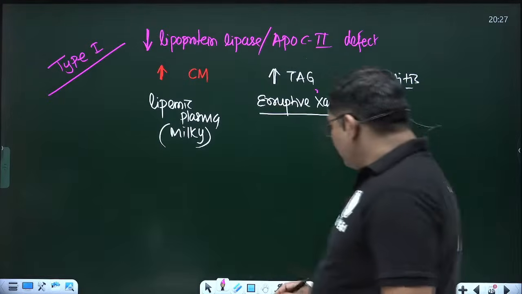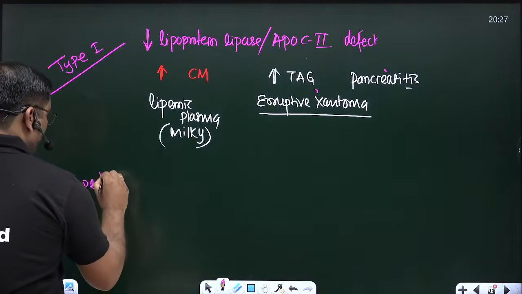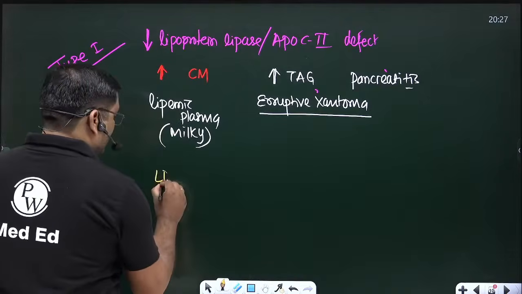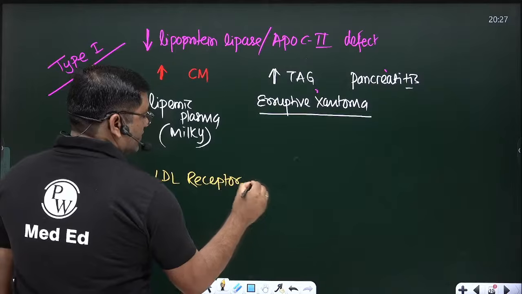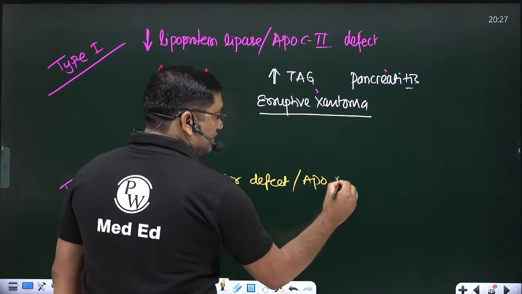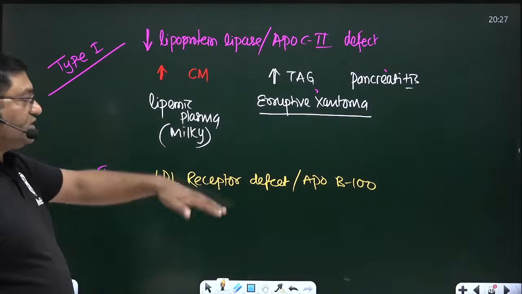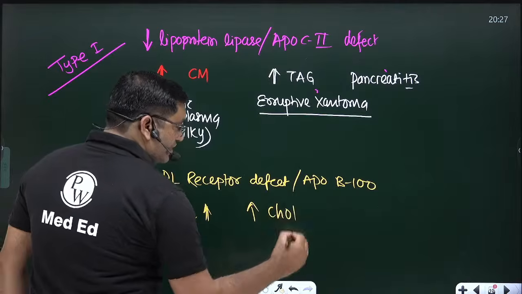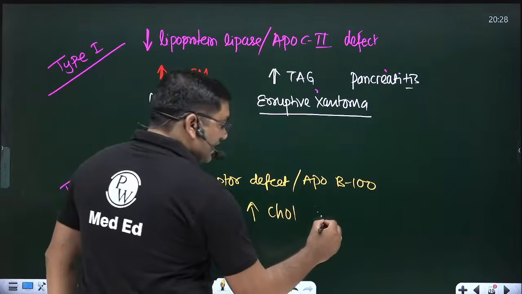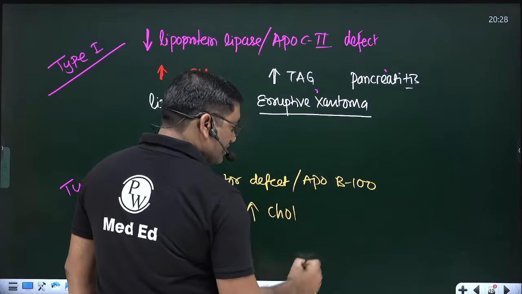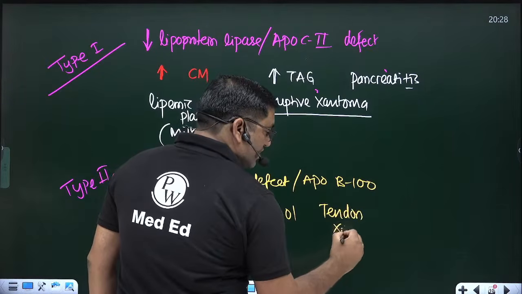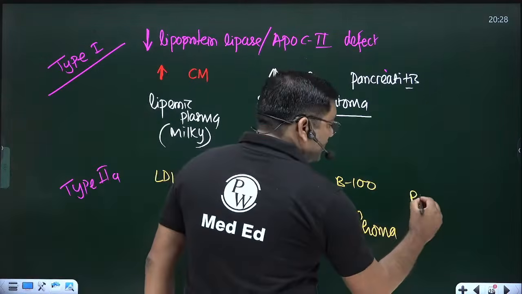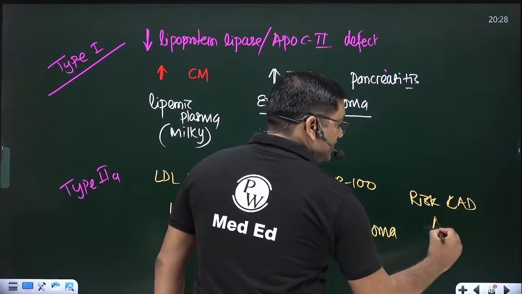This is type 1. And what happens in type 2? In type 2A, there is an LDL receptor defect or ApoB100 defect. Because of a defect in the LDL receptor or ApoB100, there is an increase in LDL cholesterol. LDL carries cholesterol, so there is an increase in the cholesterol level. There are tendon xanthomas, meaning xanthomas on the tendon. And apart from this, with the increase in cholesterol and LDL cholesterol, there is a risk of coronary artery disease and atherosclerosis.